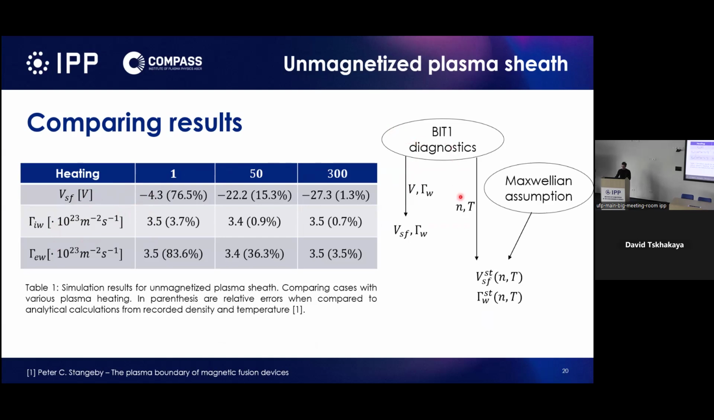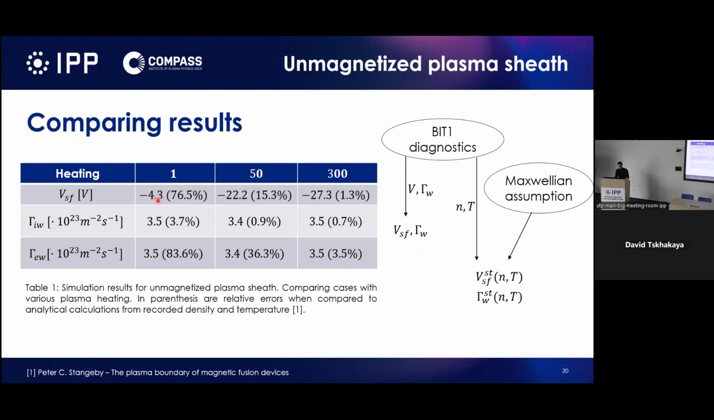So we can go to the density and temperature as recorded by the BIT1 code and use formulas which rely on Maxwellian distributions in order to compute the floating potential and the wall fluxes. These are the standard formulas which can be, for example, found in Stangeby. Here in the parentheses, I give the relative error between these two values.